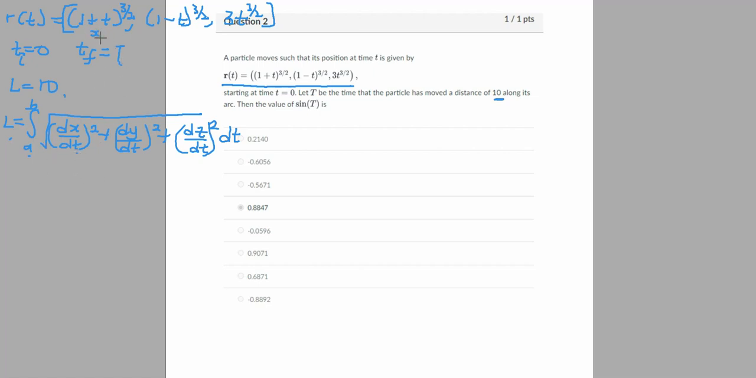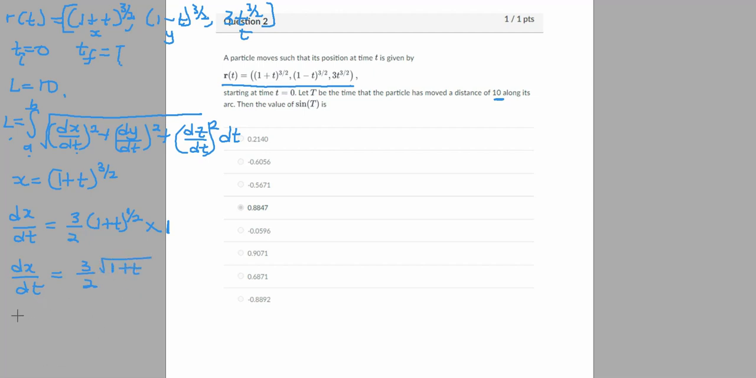What's our x? This is our x, this is our y, and this is our z. So our x is (1 plus t) raised to power 3 over 2. So what's the dx/dt? Differentiate this normally, that will be 3 over 2, then (1 plus t), then subtract 1 from the power, that's 1 over 2, times the derivative of what is inside, that's 1. 1 plus t, we differentiate it, you still get 1. So that means our dx/dt is just 3 over 2 square root of 1 plus t.